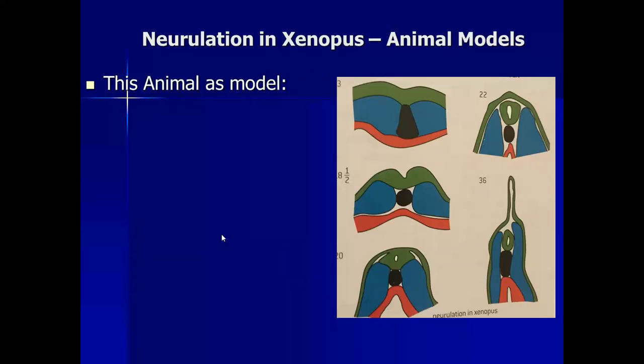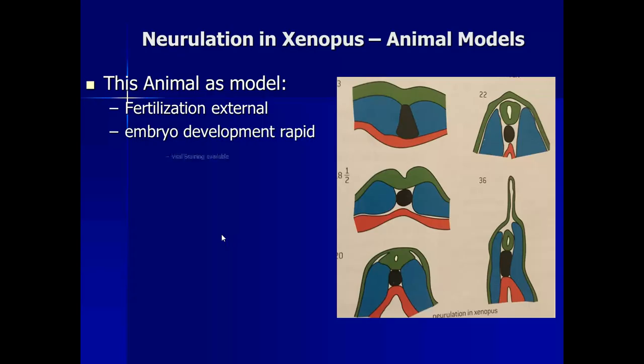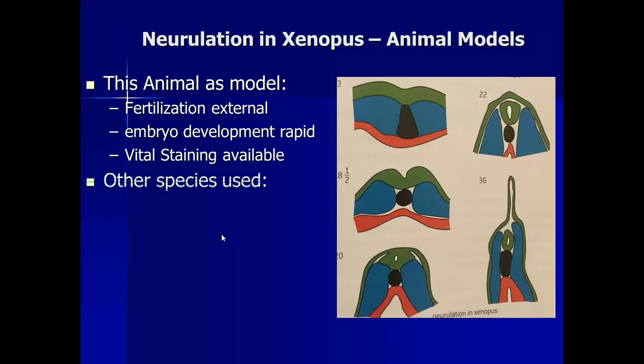All right, so this animal is a model. So, external fertilization, you have internal fertilization. And this is an animal model. And why do we like to use animal models? Well, because in this case, you've got external fertilization and very rapid embryo development, unlike a human embryo, which takes a little longer. All right, vital staining is available for us to see.